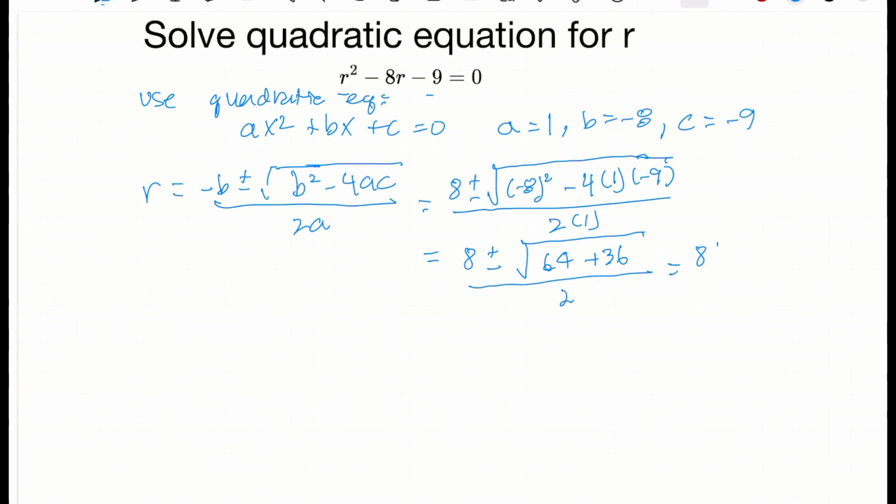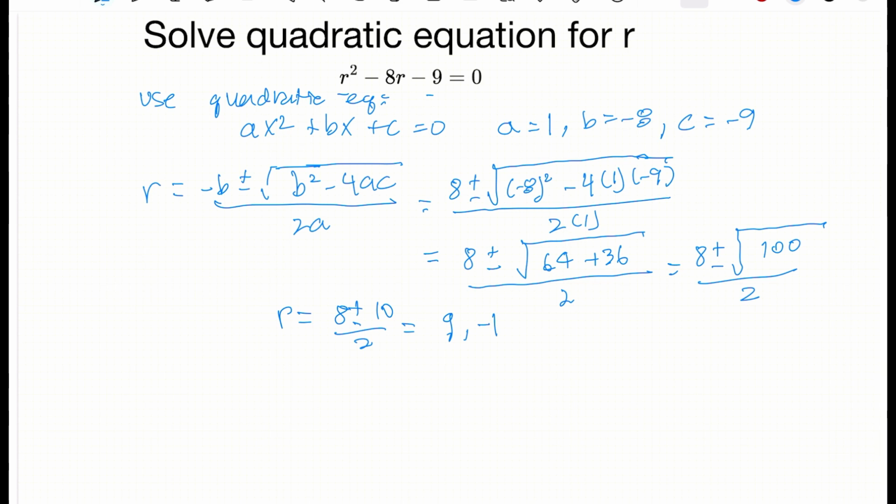Okay, so we get 8 plus or minus the square root of 64 plus 36, which is 100, divided by 2. Simplifying this even further, it's 8 plus or minus the square root of 100, which is 10, divided by 2. So we get 2 roots. 8 plus 10 is 18, divided by 2 is 9. And then we get 8 minus 10, which is minus 2, divided by 2, which is minus 1.